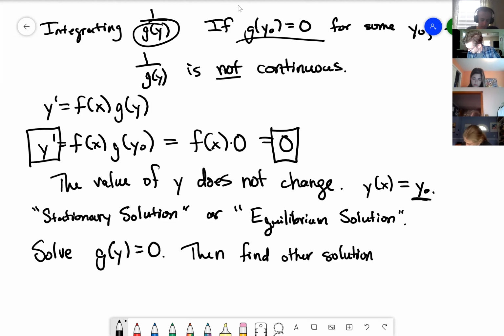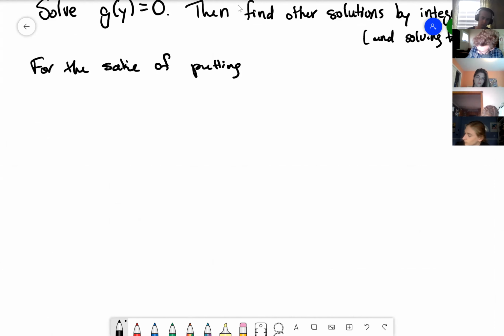Okay, so like I talked about in a previous class, all of this work is for the sake of putting our calculations on a firm foundation. But there's an easier way to remember this.